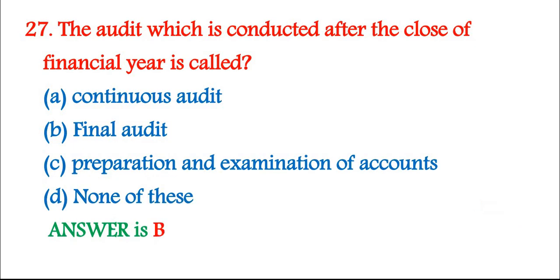27. The audit which is conducted after the close of financial year is called: A. Continuous audit. B. Final audit. C. Preparation and examination of accounts. D. None of these. Answer is B.